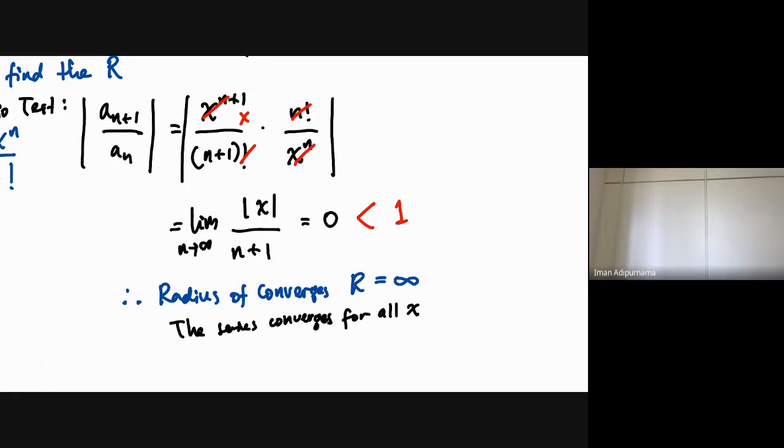Okay, this is from the power series. You can check, we have three possibilities. The R can be some interval. It can be only at one point, or at every x.